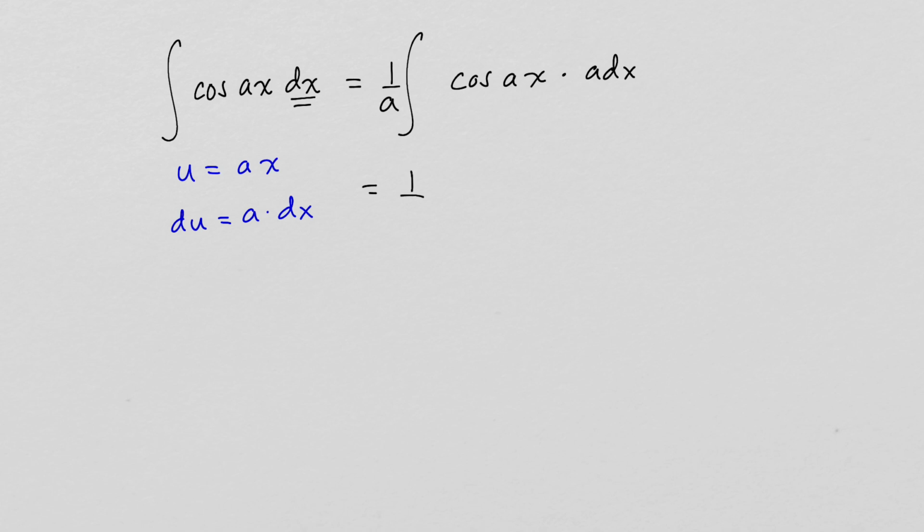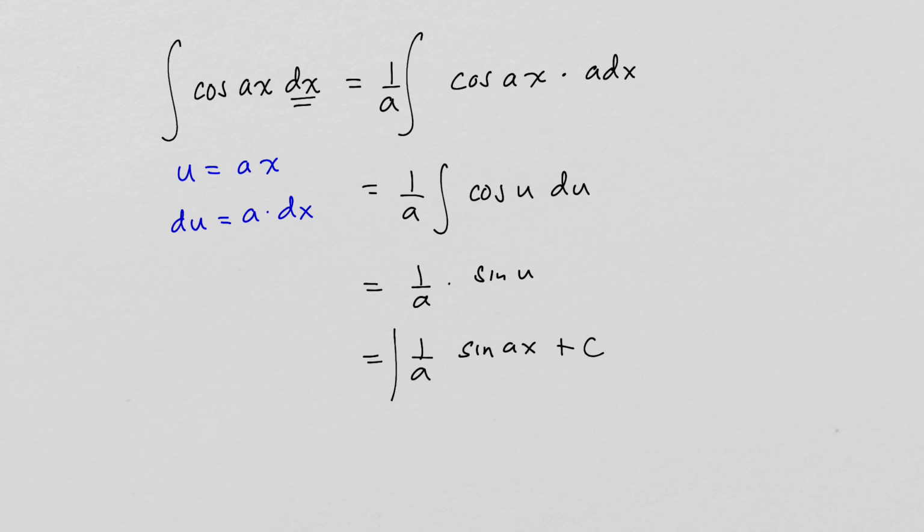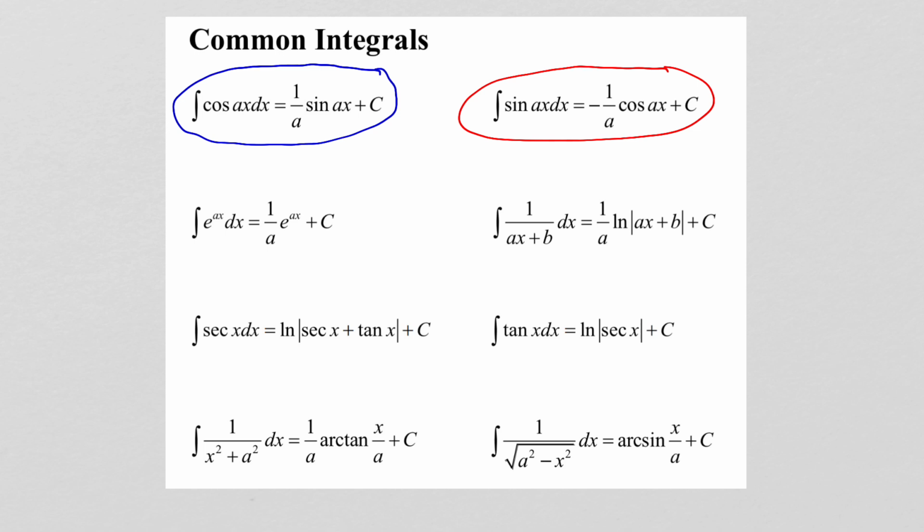But now this becomes 1 over a integral of cosine of u du. And we know that the integral of cosine of u is sine of u. But u is ax, and so this becomes 1 over a times the sine of ax. And that is how we prove this first one here. Now, this one works the exact same way. And in fact, this one here also works the exact same way.